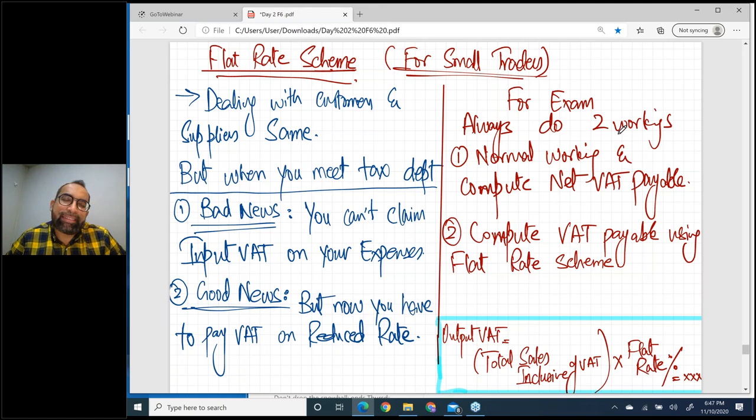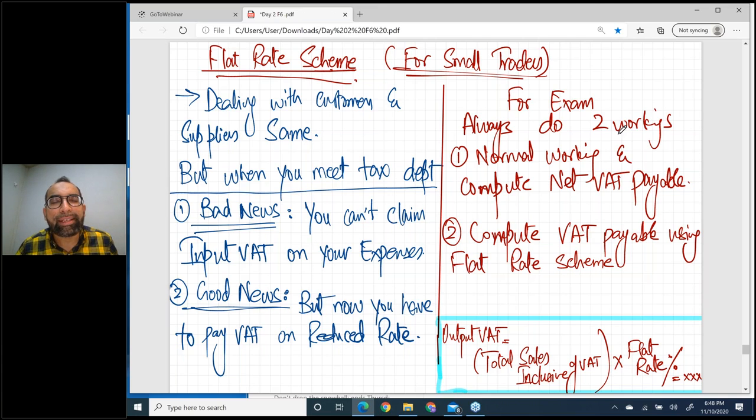The bad news here is that you actually paid VAT to your suppliers, but you cannot claim any input VAT. The tax department will say bye bye, go go, we are not returning you any input VAT. So this is the bad news. You have paid the VAT to the supplier, but you are not eligible for any input VAT recovery now.